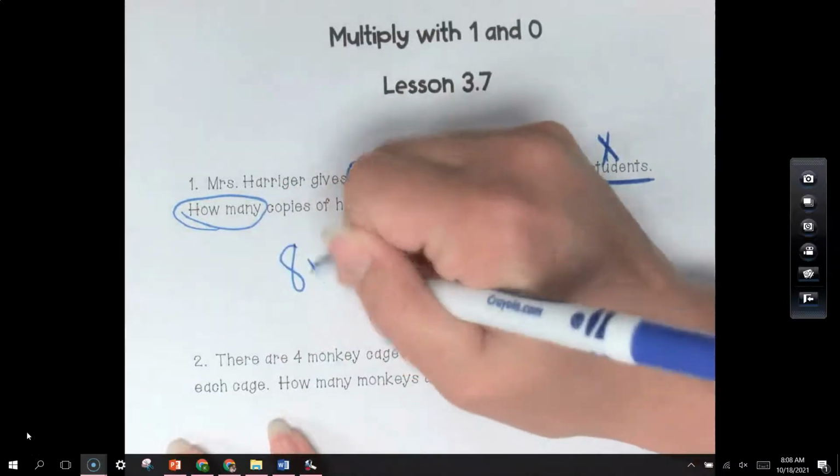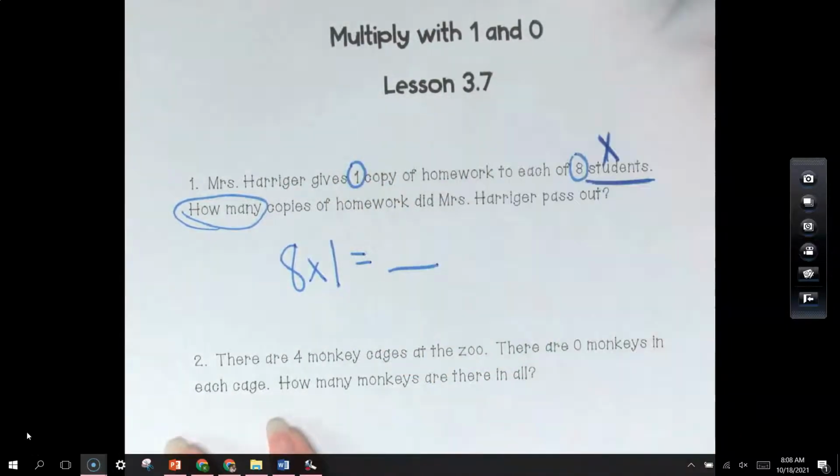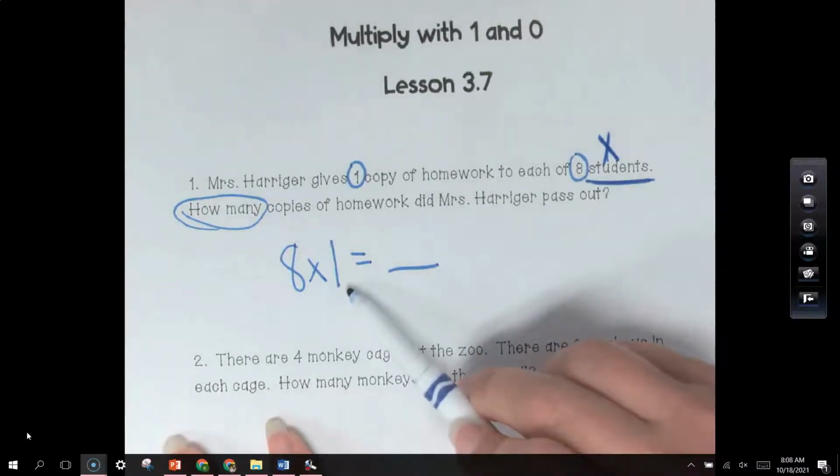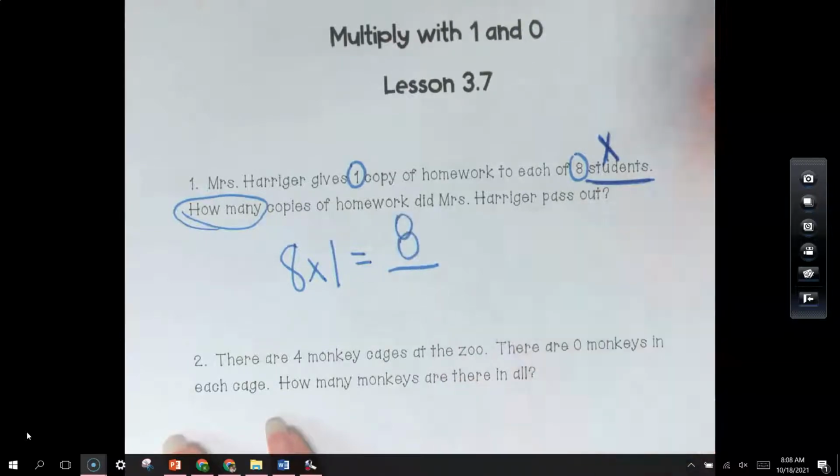8 times 1. What is 8 times 1? Well, we know that when we multiply anything times 1, it's always the bigger number. So 8 times 1 is 8.